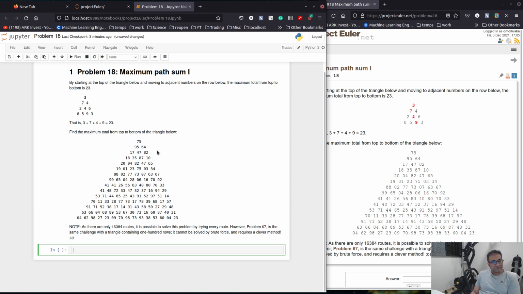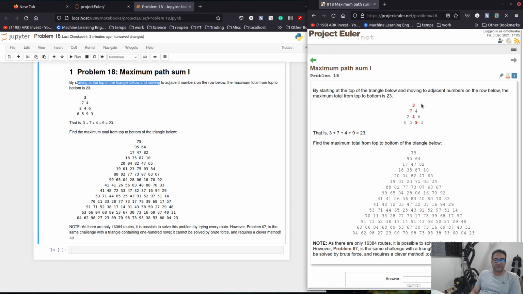So what's the problem? By starting at the top of the triangle below, and moving to adjacent numbers, so here or here, here or here, here or here, adjacent numbers on the row below, the maximum total from the top to bottom is 23. That is 3 plus 7 plus 4 plus 9. Apparently, if you take this path, it will be maximum. If you take any other path, it will not be the maximum.